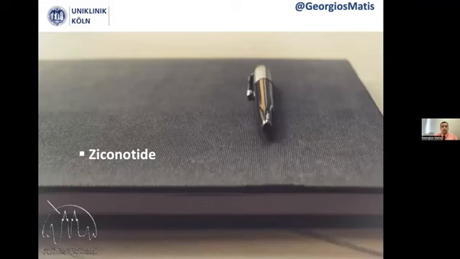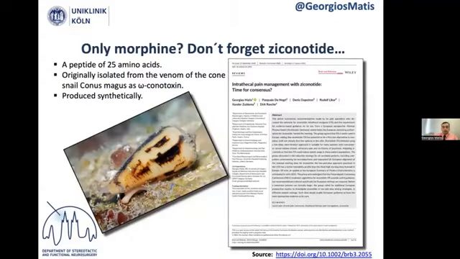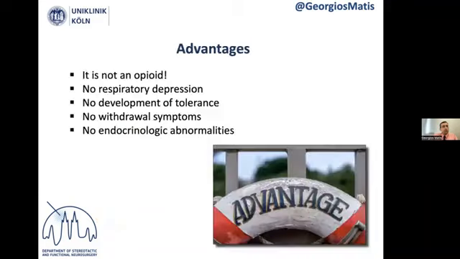And let's come now to ziconotide. What is ziconotide? It's a peptide of 25 amino acids. It was originally isolated from the venom of the cone snail, Conus magus, as omega-conotoxin. Of course, today it is produced synthetically. If you're interested in the topic, this is a review article published in Brain and Behavior. I think it's a good one, not because I'm the main author here, but it's a really good one. If you are interested in this topic, please have a look.